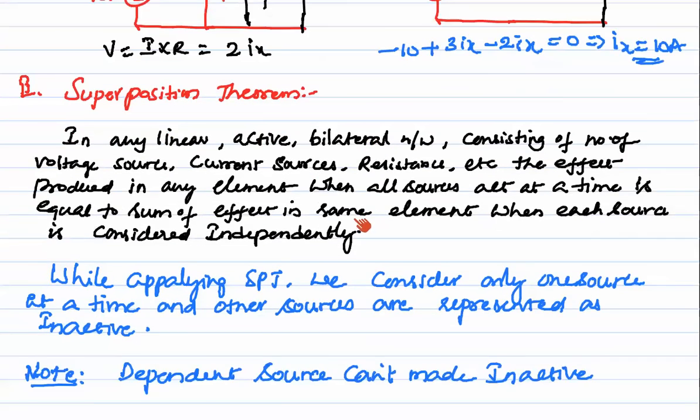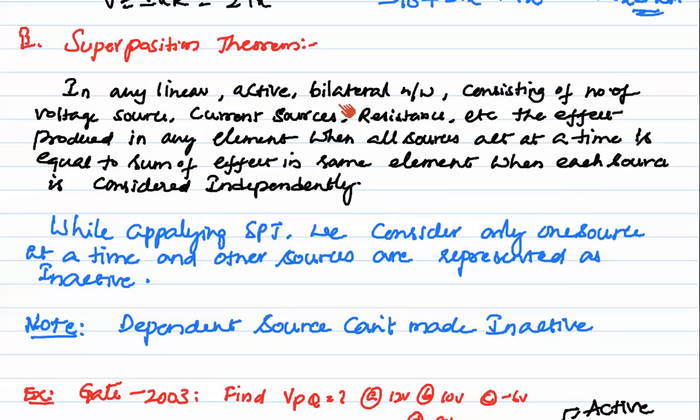Next, we'll discuss the superposition theorem. In any linear active bilateral network consisting of a number of voltage sources, current sources, resistances, etc., the effect produced in any element when all the sources act at a time is equal to the sum of the effects in the same element when each source is considered independently.